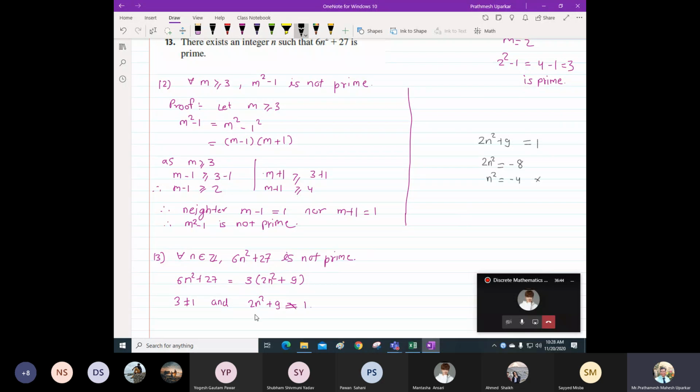Therefore, I can say that 2n square plus 9 is not equal to 1. So neither 3 is equal to 1 nor 2n square plus 9 is equal to 1. So we have two different numbers whose product will give you 6n square plus 27, and none of these numbers is equal to 1. Therefore, we can say that 6n square plus 27 is not prime.